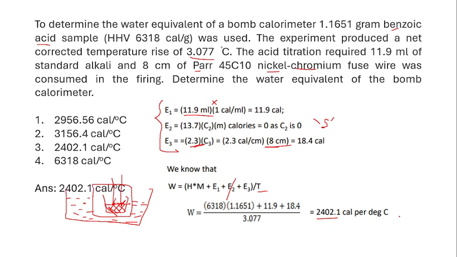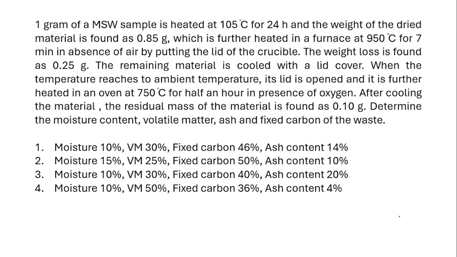So the answer is 2402. And the next question is related to the proximate analysis. In this one, the question is: 1 gram of MSW sample. They have taken a municipal solid waste sample of which the weight is 1 gram, which is heated at 105 degrees Celsius. So the initial mass of the sample is 1 gram and it is heated at 105 degrees Celsius.